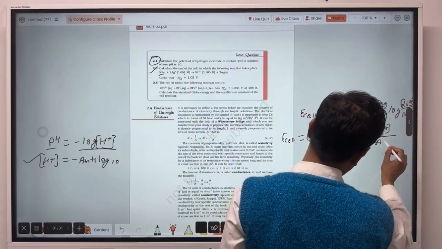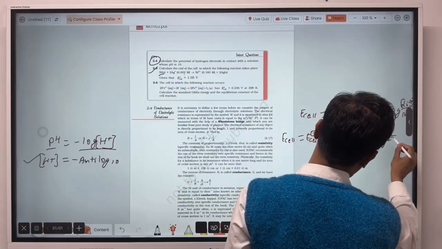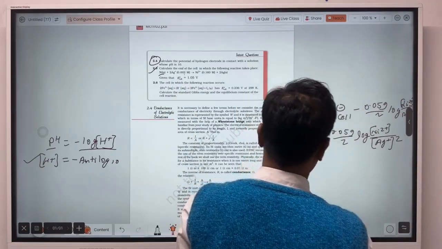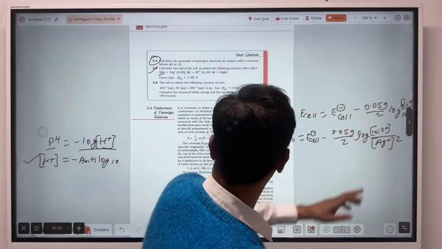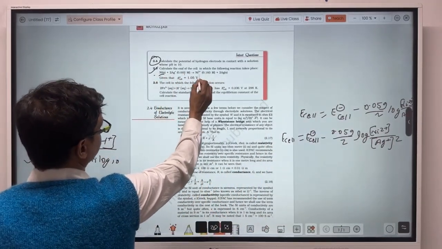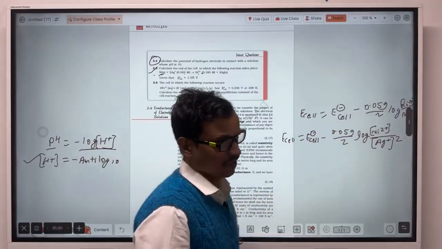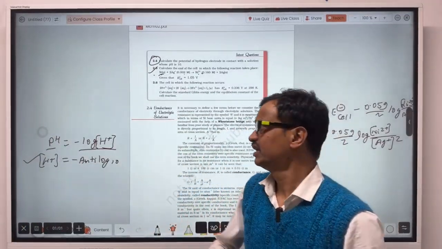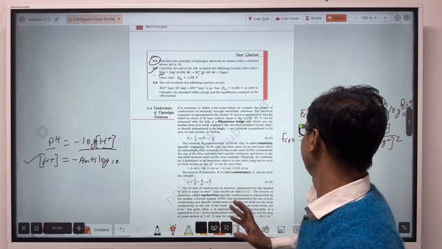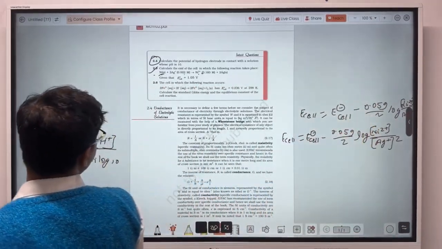Silver ion is getting reduced and the stoichiometric coefficient is 2 here. So that will be 2 here. Here n is 2 because 2 electrons have been exchanged during this reaction. There is a transfer of 2 electrons in this reaction. That's why the value of n has been taken as 2.